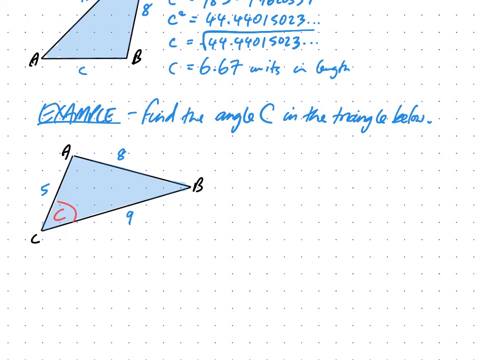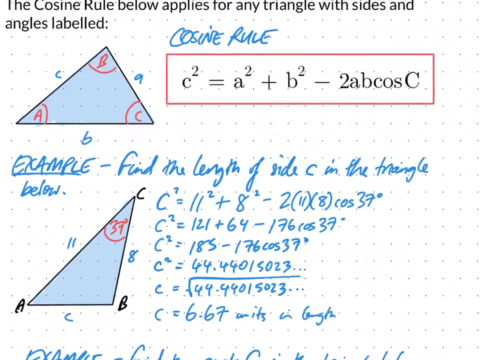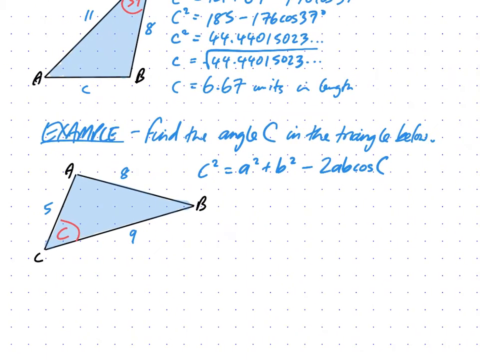So the only important thing, I'll actually write it again. C squared is equal to A squared plus B squared minus 2AB cos C. Just double check that I wrote that correctly. You just have to be aware that the angle is opposite side C. So that's 8 in this case. 8 squared is equal to 5 squared plus 9 squared, minus 2 lots of 5 times 9, cosine of C. So all I've done is fill in the formula.